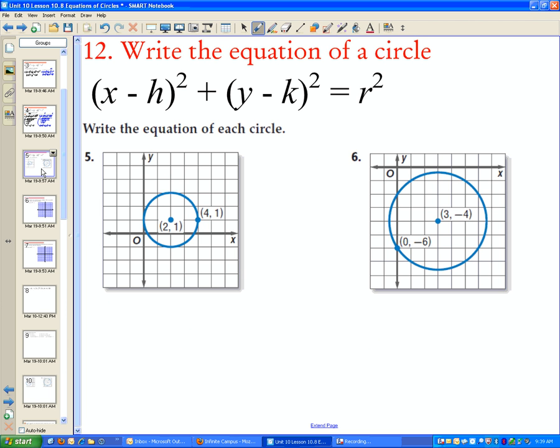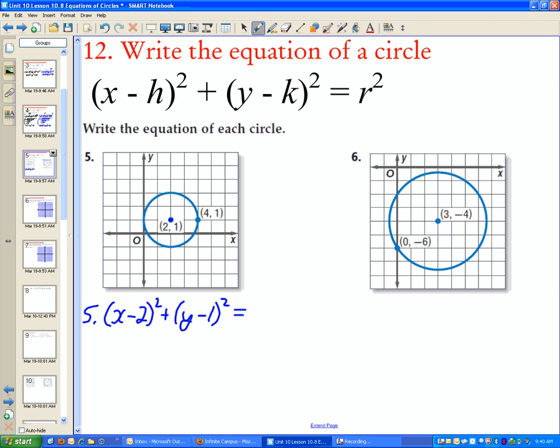Number 5. This time, instead of giving us information in a sentence, they've drawn us a graph. So for number 5, to get our equation, x minus, what's the x-coordinate of the center of this circle? 2 quantity squared plus y minus 1 quantity squared equals, now, I don't even have to use the distance formula for the radius this time.